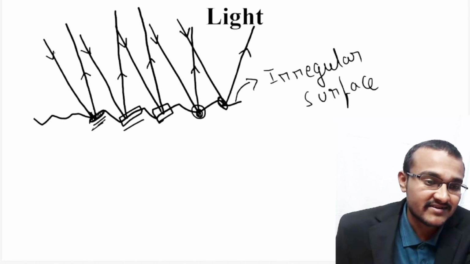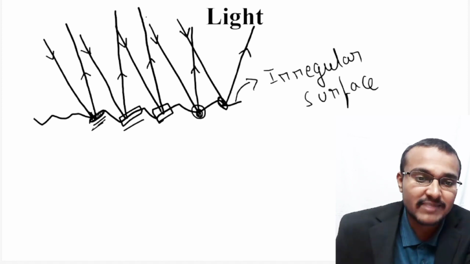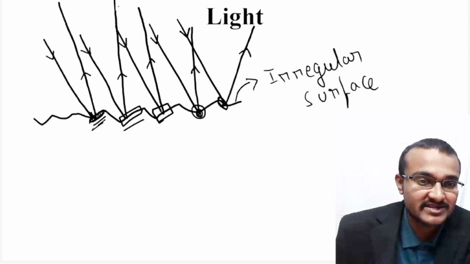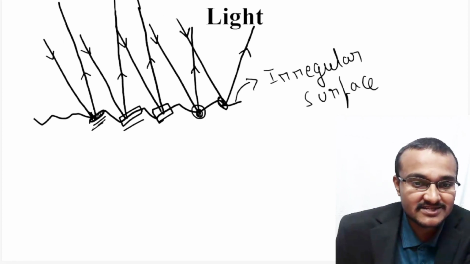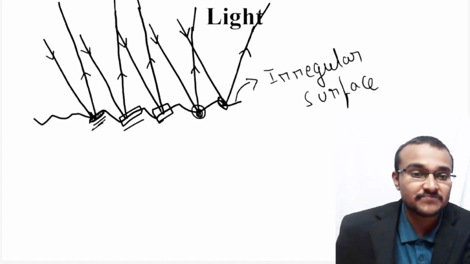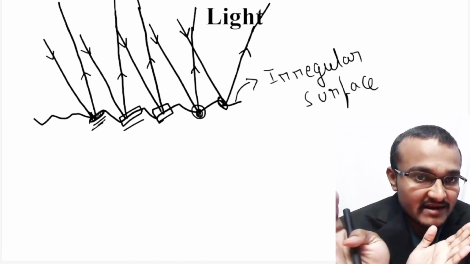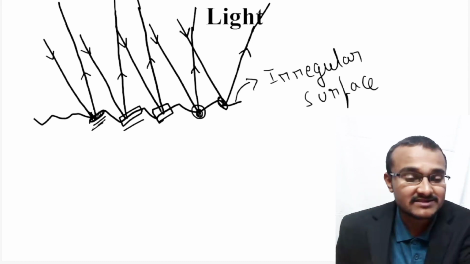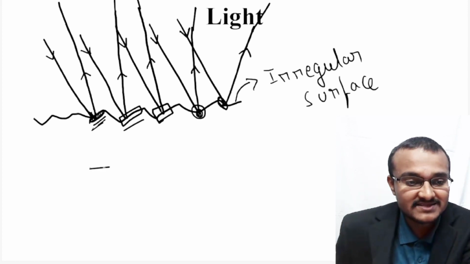Now you can see the rays which are incident are parallel to each other, but the reflected rays are not parallel, because one ray is going in this direction, one in this, one in this direction, one in this direction, and one in this direction. So reflected rays are not parallel. Here incident rays are parallel, but reflected rays are not parallel. This shows there is some kind of irregular reflection taking place.